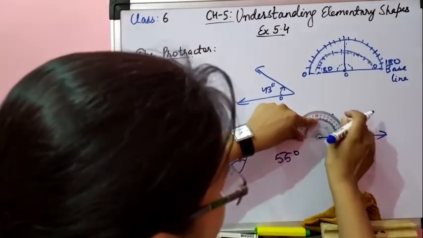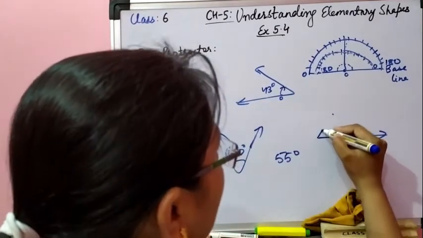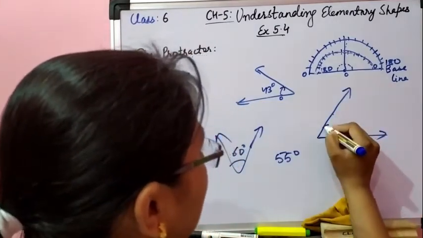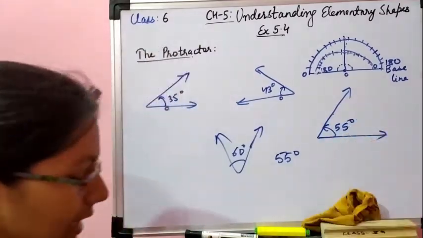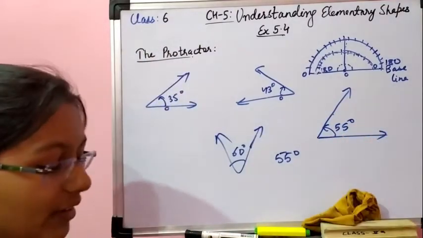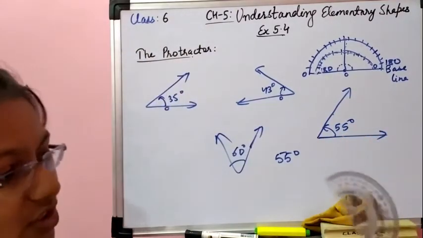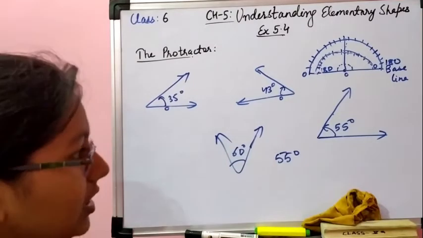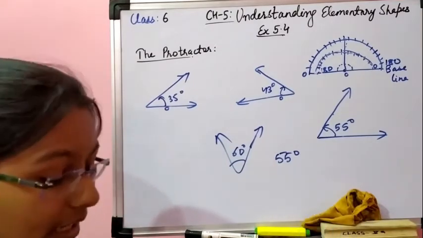यहाँ से सीधे करके marking. Now this is 55, then I will join it like this. So this angle is 55 degree. So I hope that you all have understood how we can measure the angles with the help of the protector and how we can draw the angles.